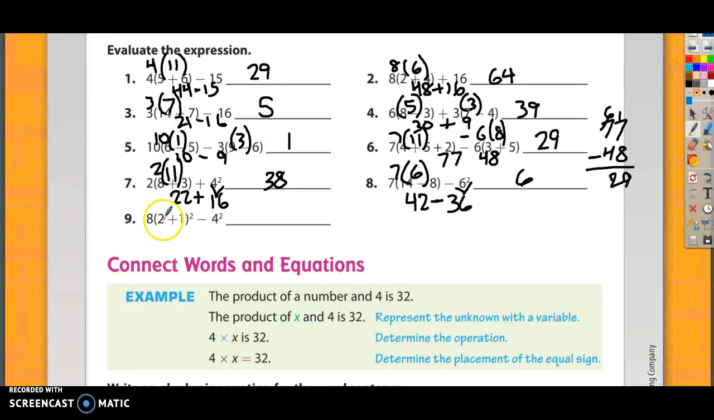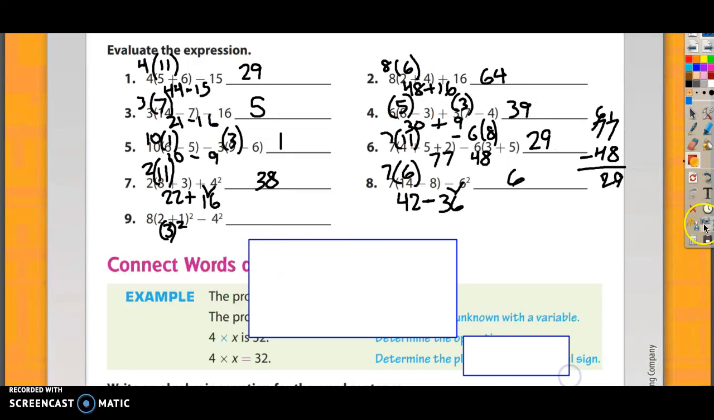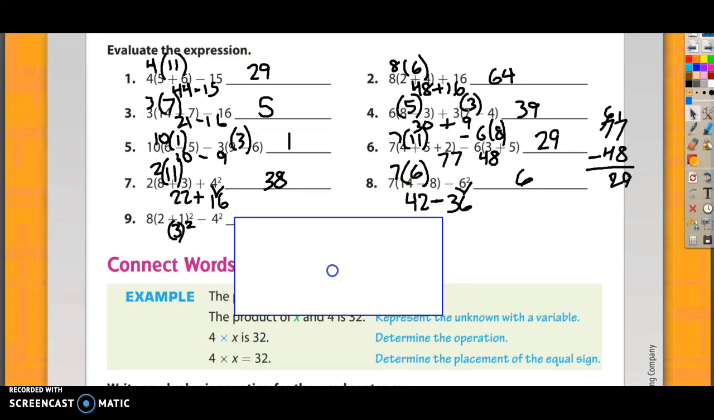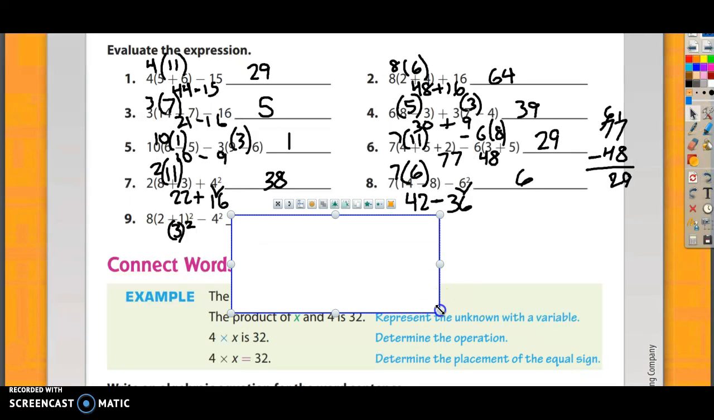And number 9, I've got 2 plus 1 is 3. And you're going to be tempted to multiply that by 8, but you're actually not supposed to. You're supposed to do 3 squared first. I've got 2 squared problems to do here. You know what I'm going to do for number 9? I'm going to start over on number 9, and I'm going to put it on a whiteboard so I can be nice and clear about this. This is a really good problem. So I'm going to do number 9 just a slightly bit more slowly here.